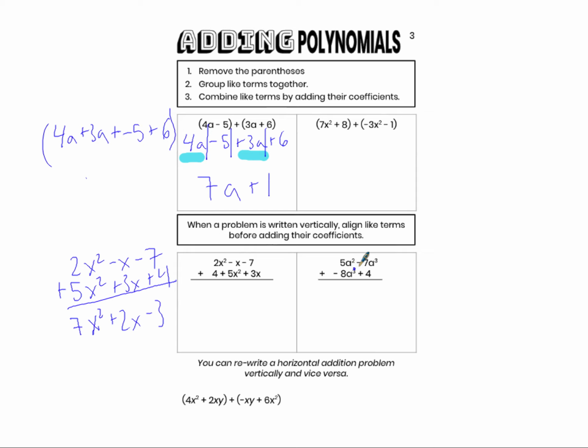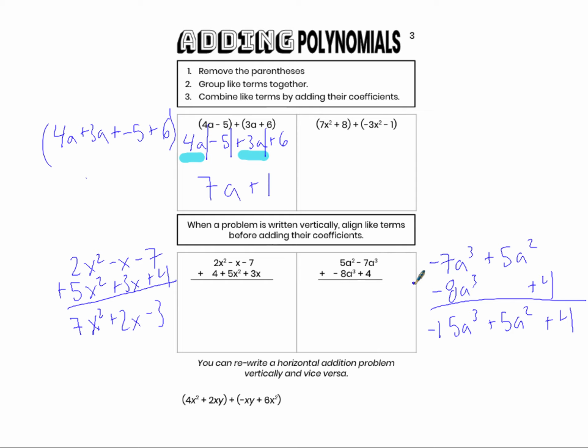Also pay attention to which terms have like terms. So there's a cubic in both the top and the bottom polynomial, but only the first polynomial has a quadratic term, and then the second polynomial does not have a quadratic term. It has a constant, whereas the first one does not. So just make sure that you're paying attention to that so that you don't end up adding together terms that are not like terms.